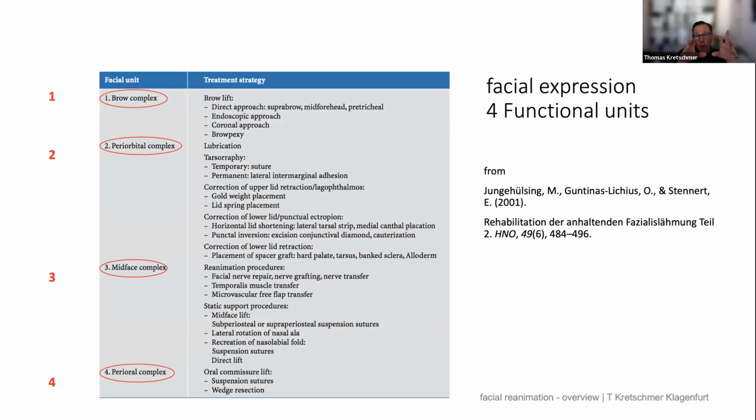Another way to look at the damage is if you divide it by facial expressions. So you, for example, could divide it into 4 functional units: the brow complex, the periorbital complex, the midface complex, and the perioral complex. And with an optimal solution, and you do not always have that, of course, you want to have improvement for all the 4 complexes.